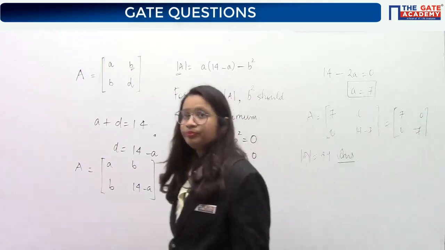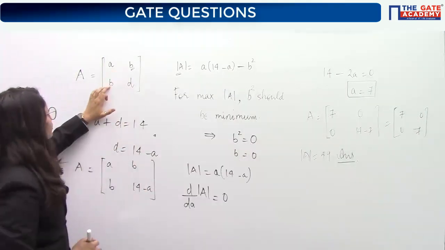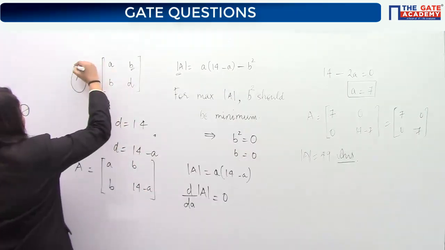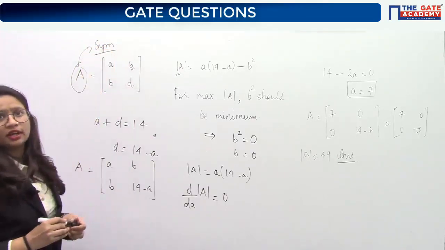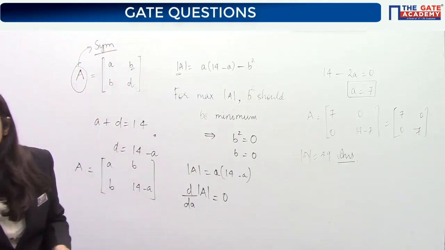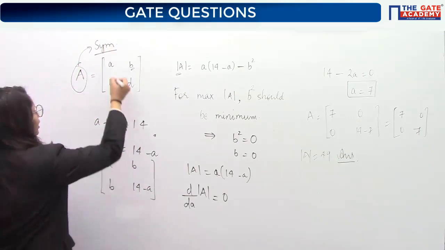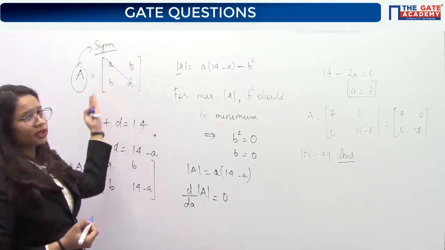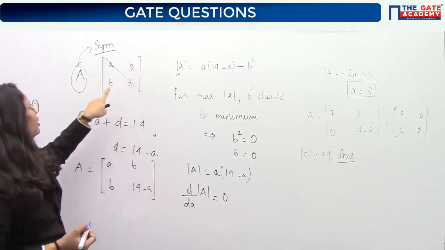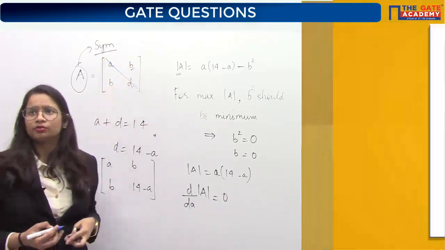Final answer, determinant is equal to 49. Why have I considered these to be of the same value? Because this matrix was given as a symmetric matrix. And in the last class we have seen how a symmetric matrix looks. So we will say that this is the diagonal and with respect to the diagonal the elements are mirror images. So if there is a B here, there should be a B here too. Okay.